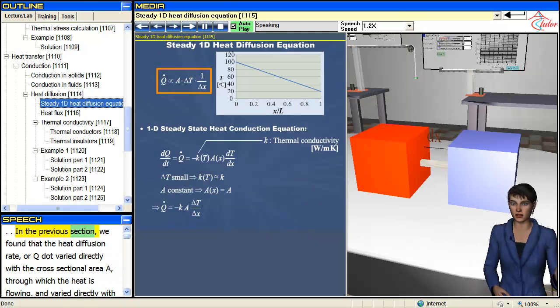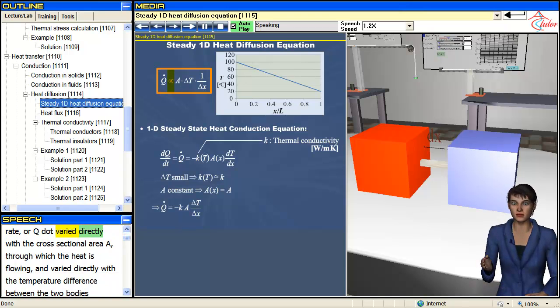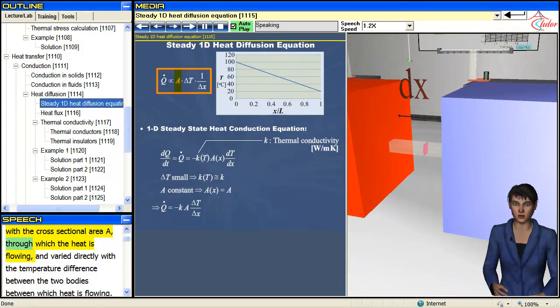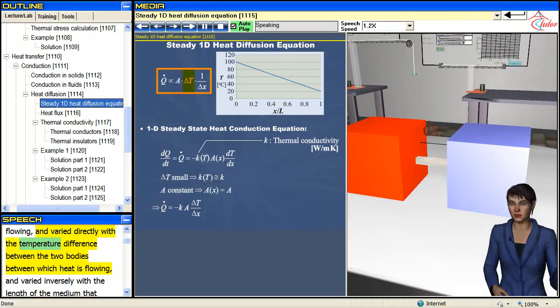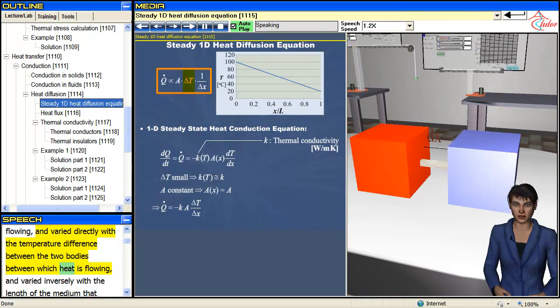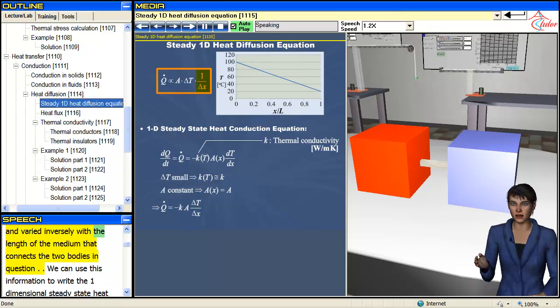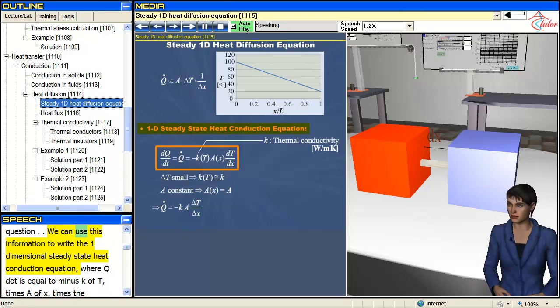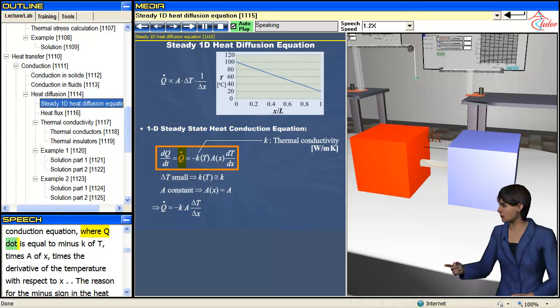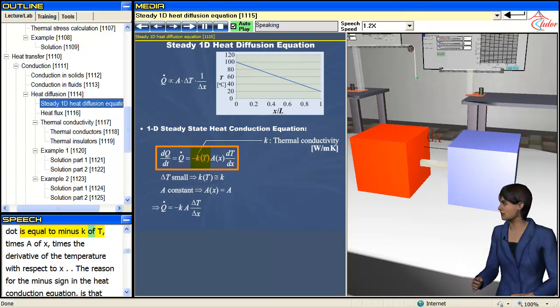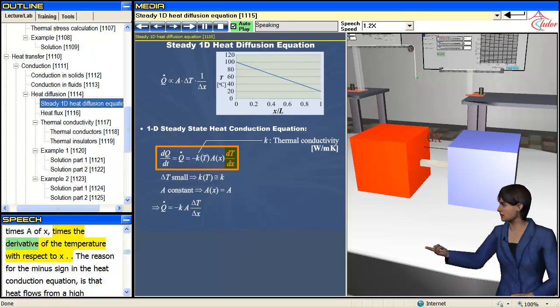In the previous section, we found that the heat diffusion rate, or Q dot, varied directly with the cross-sectional area A, through which the heat is flowing, and varied directly with the temperature difference between the two bodies between which heat is flowing, and varied inversely with the length of the medium that connects the two bodies in question. We can use this information to write the one-dimensional steady-state heat conduction equation, where Q dot is equal to minus k of T, times A of x, times the derivative of the temperature with respect to x.